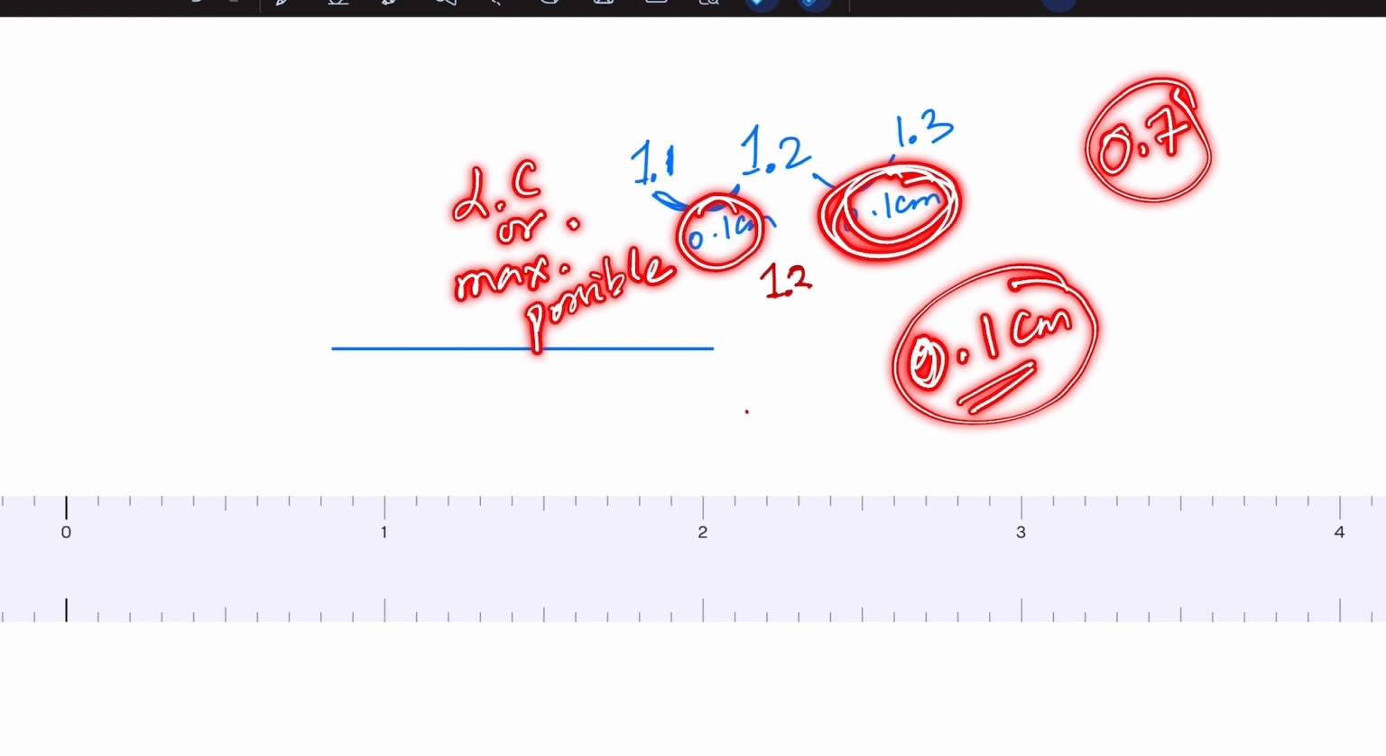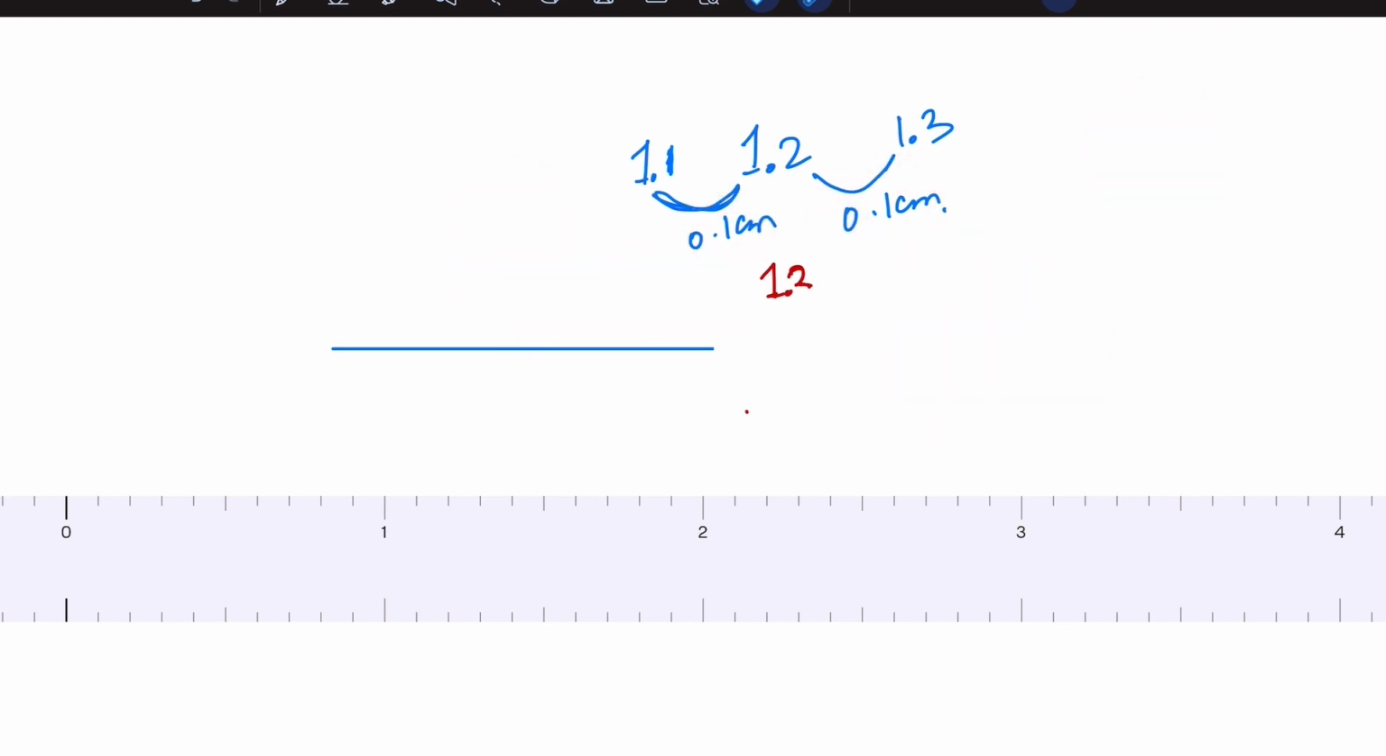It's not about, maybe you have forgotten your glasses, but it's not just about the glasses. You're being very careless or something else, some other reason. Always the maximum possible error is the least count of the instrument. So far, I hope so good.